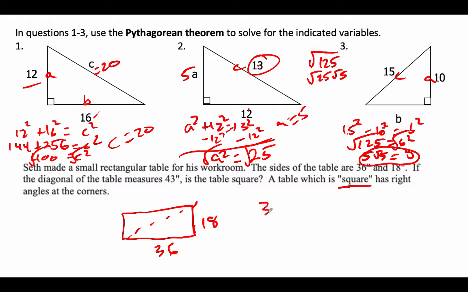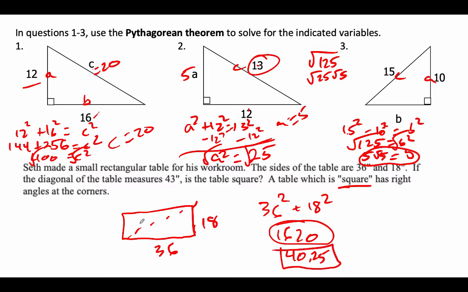So I would just check 36 squared plus 18 squared, because the diagonal would be the hypotenuse. And I would type that into my calculator. 36 squared plus 18 squared is 1620. And I would take the square root of 1620, and I get 40.25. So if this was going to be the diagonal, so this would be 18. If it's a right angle, it has to be 40.25. This is not a right angle, so therefore he does not have a square table. He's going to need to sharpen some of his measurements up there and make it into a right angle.